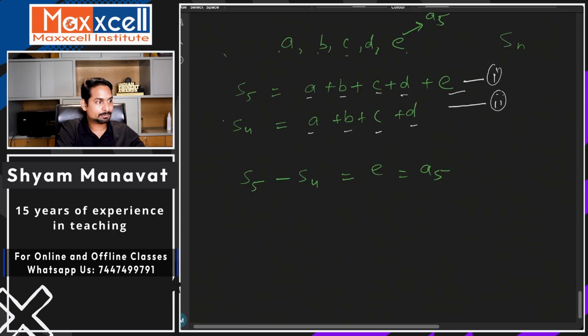So what I'm trying to say here is, if you have the sum of n terms and you subtract the sum of n minus 1 terms, here the sum of 5 and then 5 minus 1 is 4, the sum of the first 4 terms, you will get the 5th term. So sum of n terms minus sum of n minus 1 terms will always get you the nth term. Yes, note this. Note this.